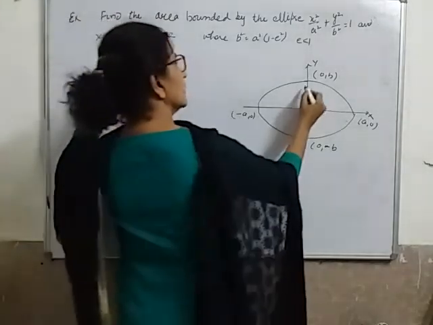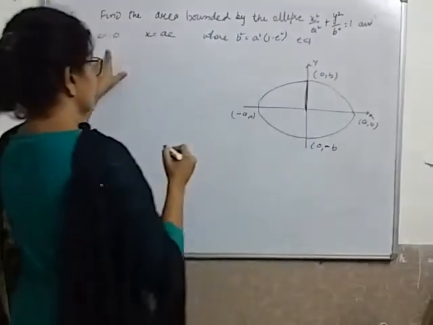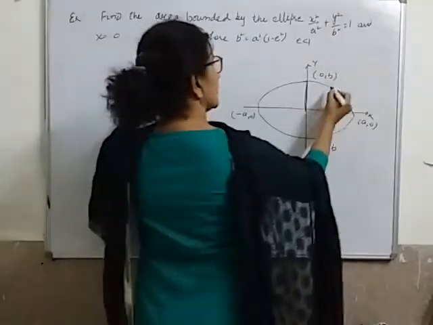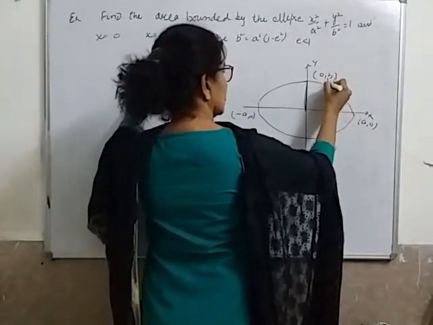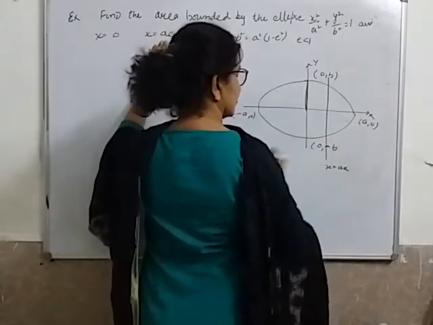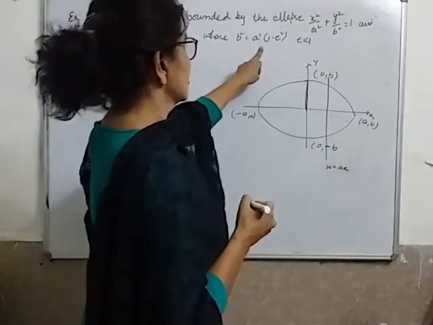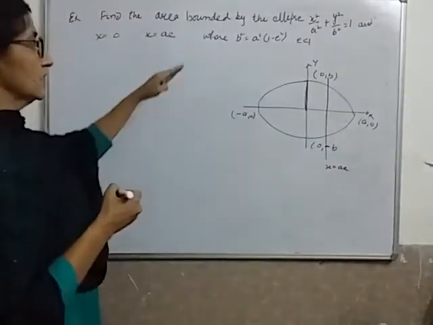Where does x equals to 0 lie? On the y-axis. So it means the area bounded by the y-axis and x equals to AE. Okay, x equals to AE. You know A is eccentricity, and in an ellipse eccentricity is less than 1. Actually, you have done this in your 11th class.